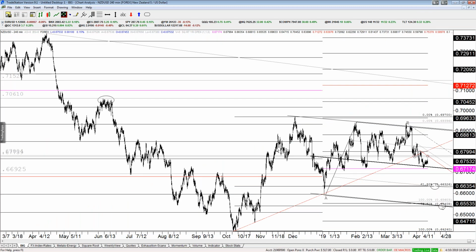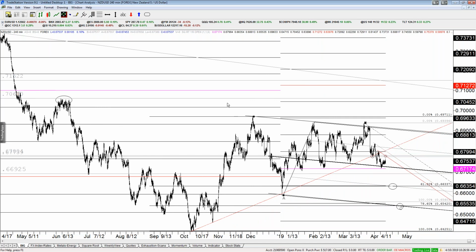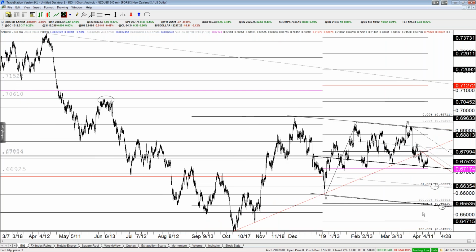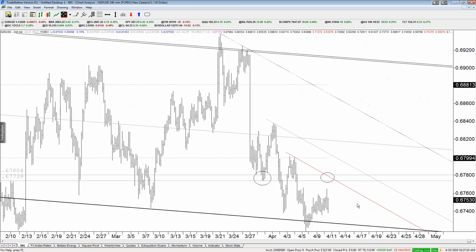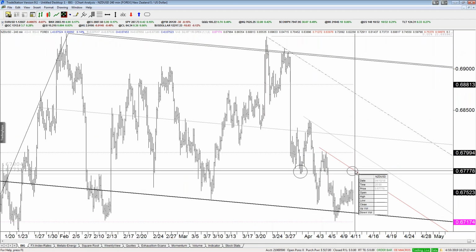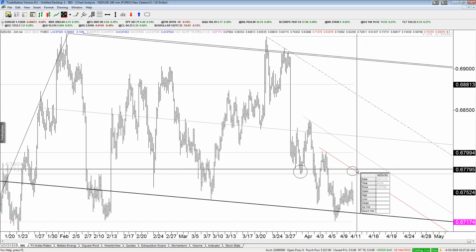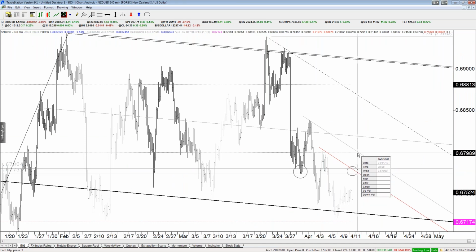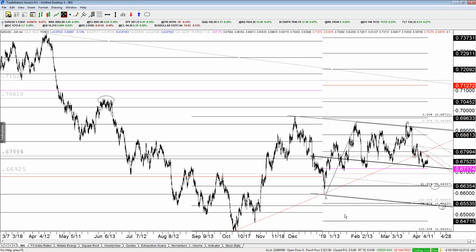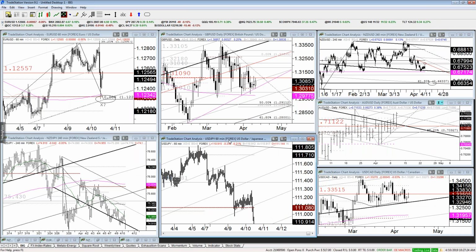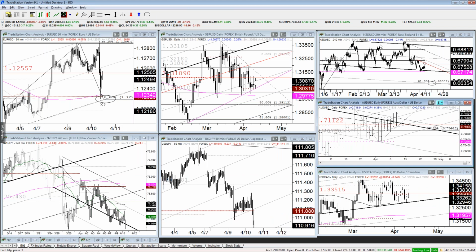But that's the idea as far as Kiwi's concerned, and I still think this count is one of the better counts out there as far as A, B, and then finally a C collapse, and then get it over with. But again, I really do want to see that 67.75, 80 region hold. And obviously you don't want to get above 68. That's key. All right, so long Aussie idea, short Kiwi idea.